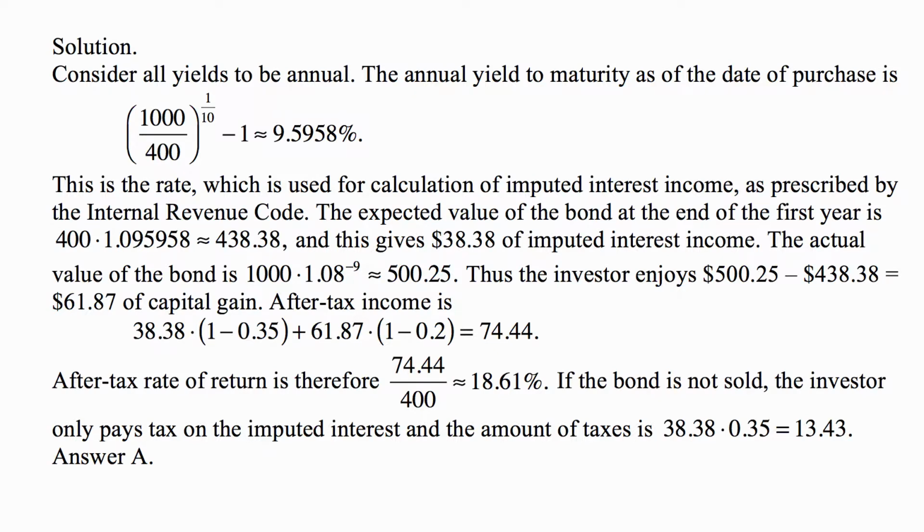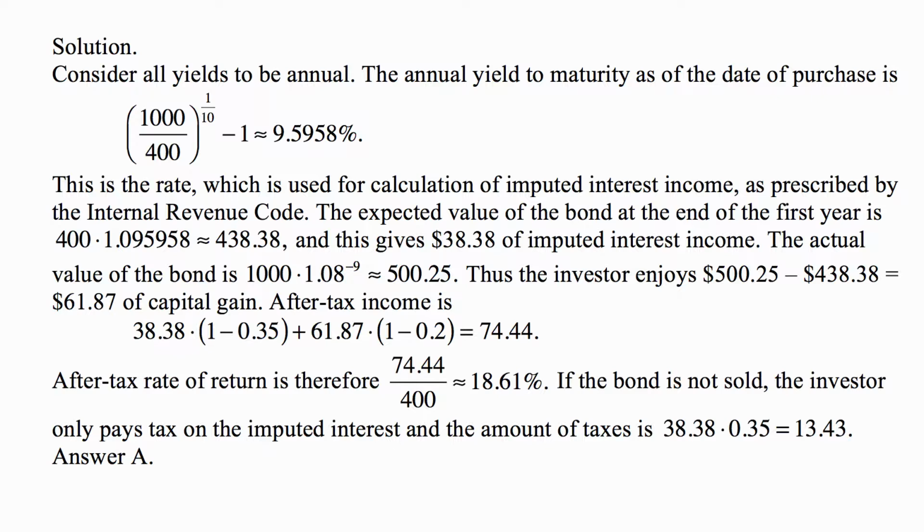I consider all yields to be annual in the solution. So the annual yield to maturity as of the date of purchase is the rate of return that makes $400 become $1,000 after 10 years. So that (1 plus that rate of return) to the 10th times 400 is equal to 1,000. So that rate of return is (1,000 over 400) to the 1/10 minus 1, and that's approximately 9.5958%. This is the rate which is used for calculation of imputed interest income as prescribed by the Internal Revenue Code.